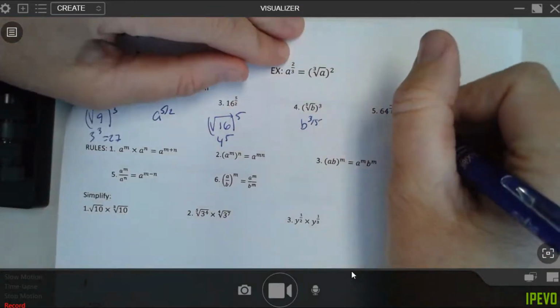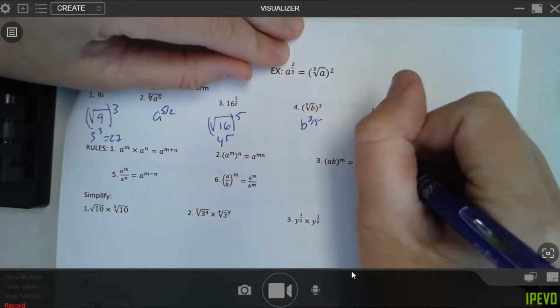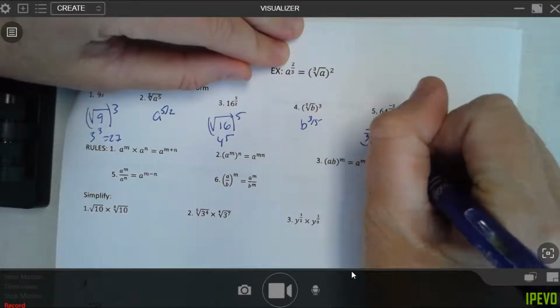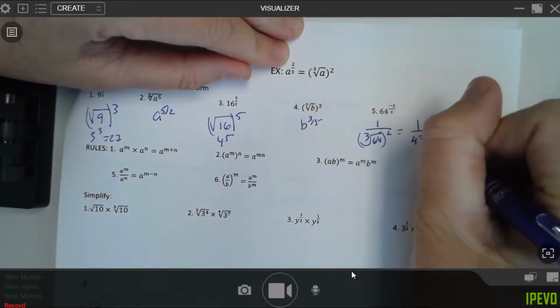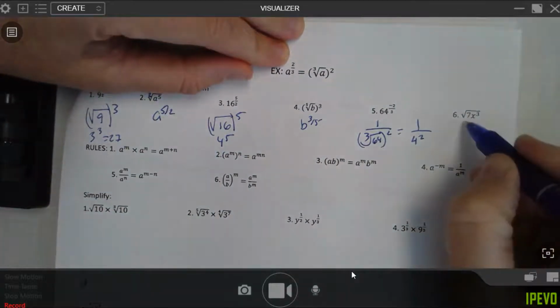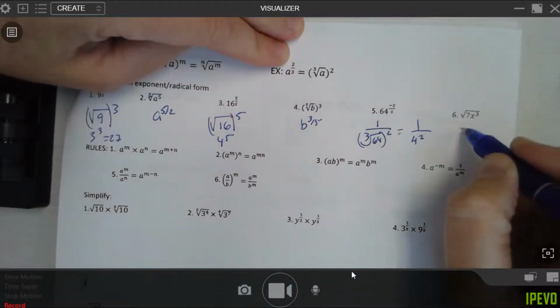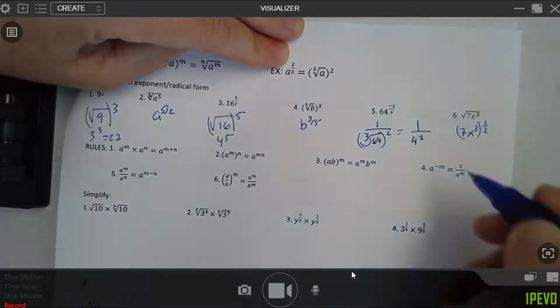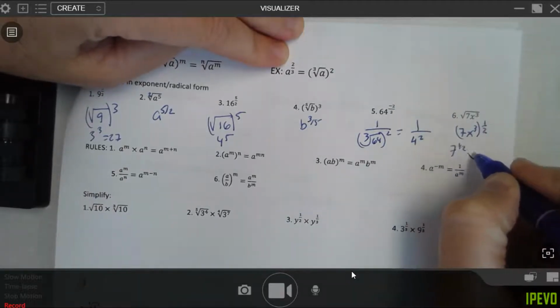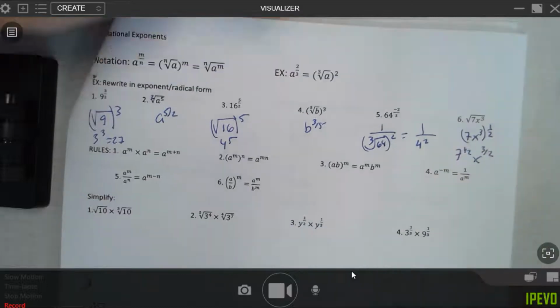All right, so now this is negative, so it goes on bottom. The cube root of 64, and then I'm going to square it, which would mean 1 over 4 squared, or 1 over 16. And then this right here, the whole power, I would have to have the whole power to a 1/2, or you can write that as 7 to a 1/2, x to a 3/2. The 1/2 goes to both of them.